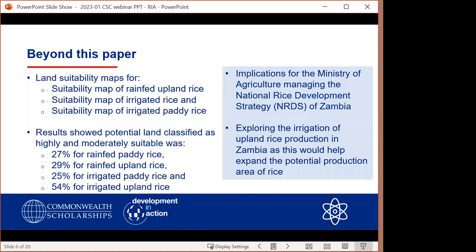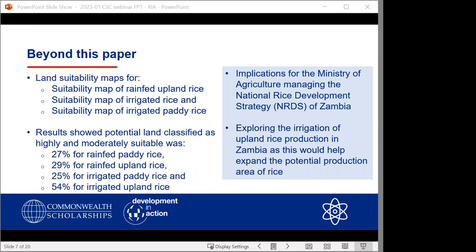Next slide, please. So after writing this paper, after doing this analysis, I still went ahead and did more research. I said, okay, there's this limited potential for rain-fed paddy rice. So how about rain-fed upland rice? How about irrigated paddy and upland rice? So I did the suitability maps, and what I actually found was that with the rain-fed paddy rice, the rain-fed upland rice, and the irrigated paddy rice, there is actually slightly above 25% potential. But the good news is with the irrigated upland rice, there is a 54% potential.